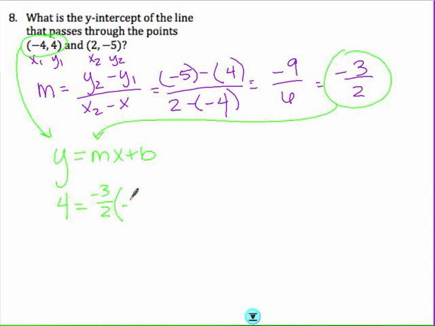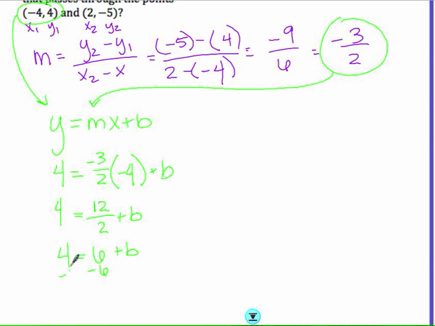X is negative 4 plus b. So we've got 4 is equal to negative 3 times negative 4 gives me a positive 12. And then we still have to divide it by this 2. So really, it equals 6 plus b. Subtracting 6 from both sides will leave me with a negative 2 is equal to b. That's a weird b, but you get the idea. So that should be your final solution.